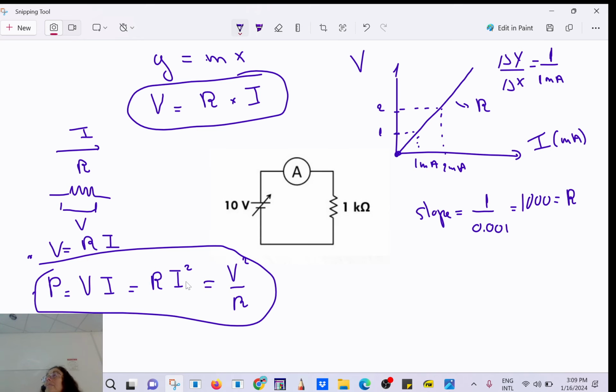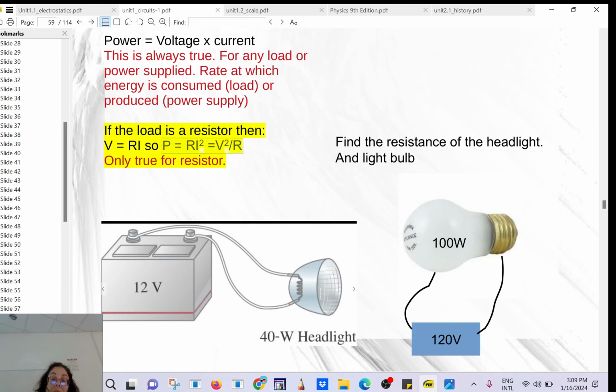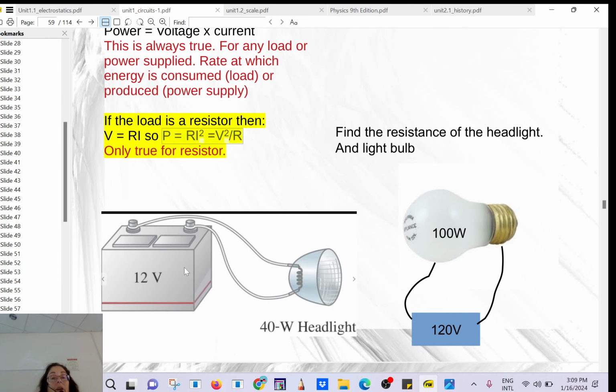Is that clear? So for example, if you go back to here, can you find the current flowing through that circuit? It's a car battery and it provides the power for your headlight, for example. So this is a 40-watt light bulb. What's going to be the current flowing through it?